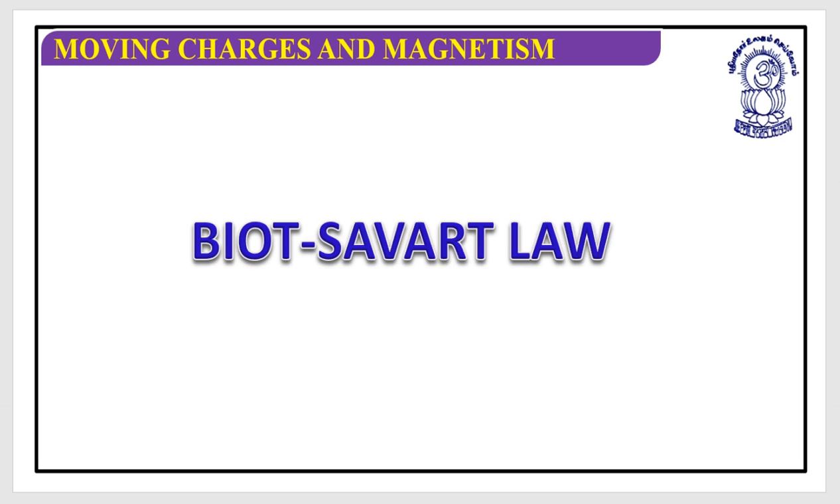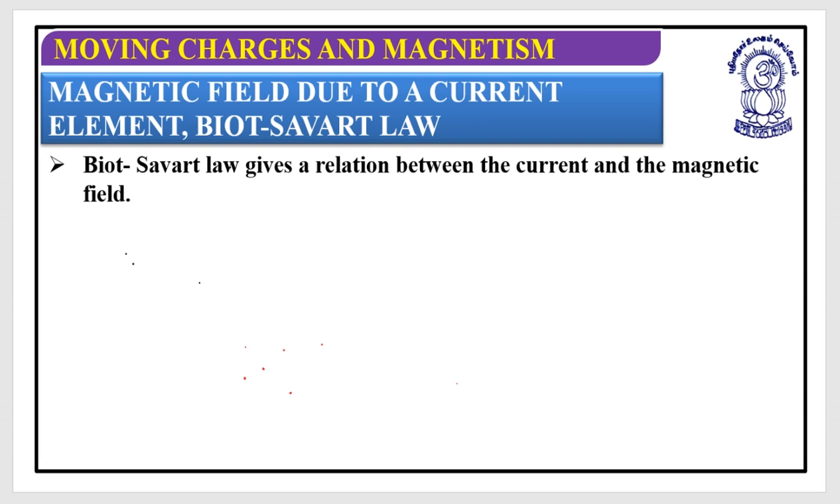In today's class we are going to discuss the Biot-Savart law and its applications. Now, why do we use the Biot-Savart law? Basically, the Biot-Savart law gives a relation between the current and the magnetic field. Let's suppose this is a conductor carrying current I, and if I choose a certain element of it, it's dl. So due to this current element, a magnetic field would be there in its surrounding region.